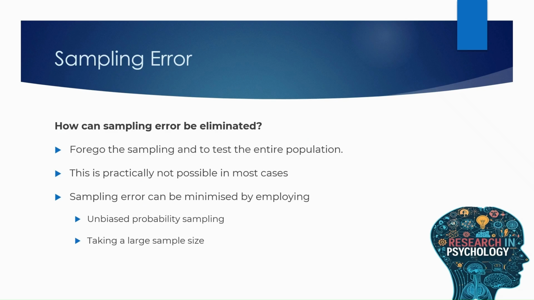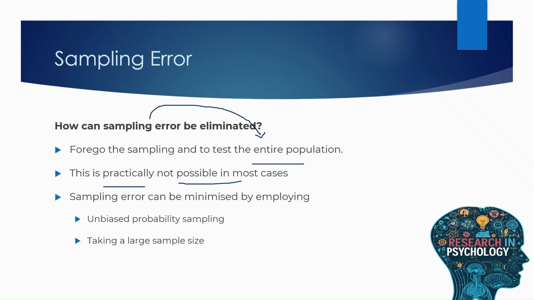And how can sampling error be eliminated? In the ideal case, it's very difficult to forego the sampling error, and if you actually want to forego it, then you have to forego the sampling, which means you have to conduct the study on the entire population and not go for a sample. If you perform the study on the entire population, you will prevent sampling error, but there is a chance of other errors coming up. All right. So this is practically not possible in most cases, but it can be minimized.